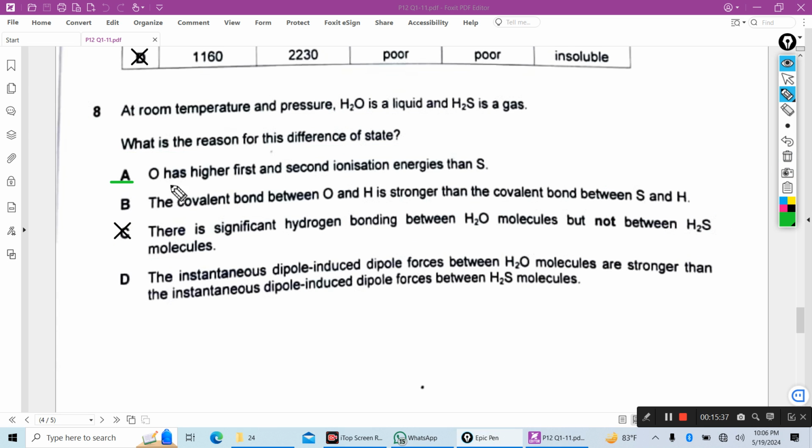A is the wrong answer. Oxygen has higher first and second ionization energy than sulfur. No, this is wrong. B also wrong. The covalent bond between oxygen and hydrogen is stronger than the covalent bonds between sulfur and hydrogen. No, this is wrong. So C is the right answer.